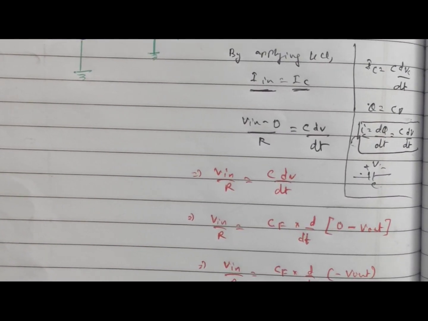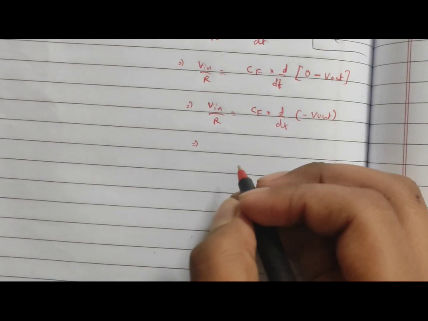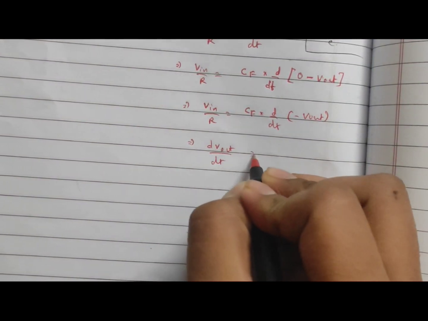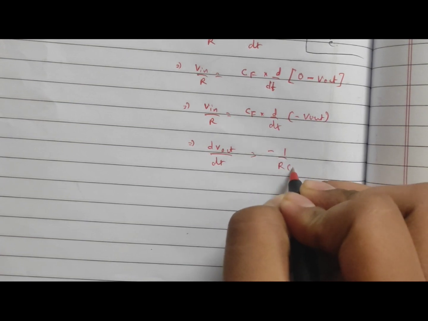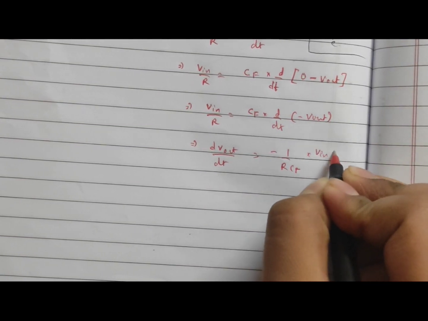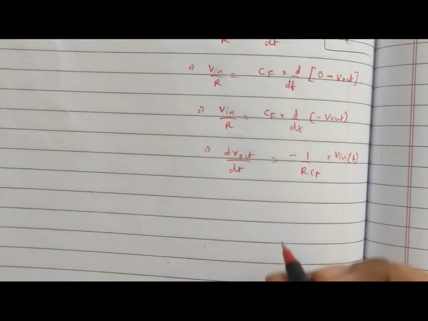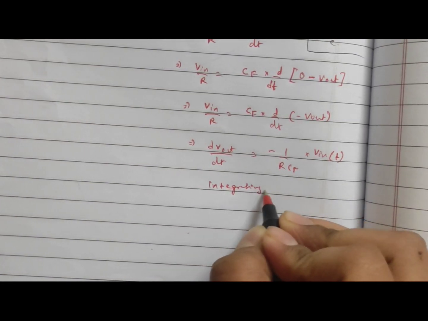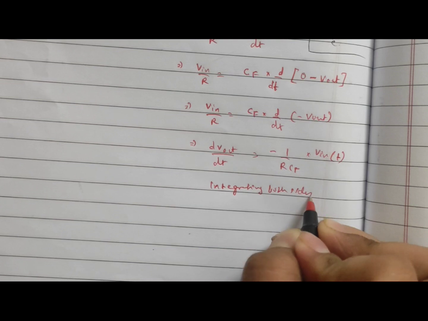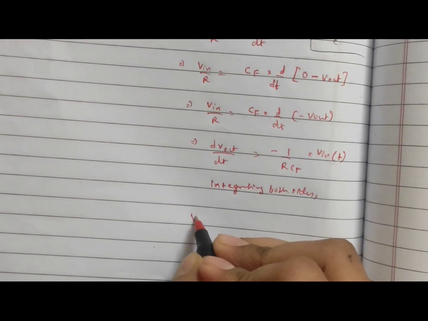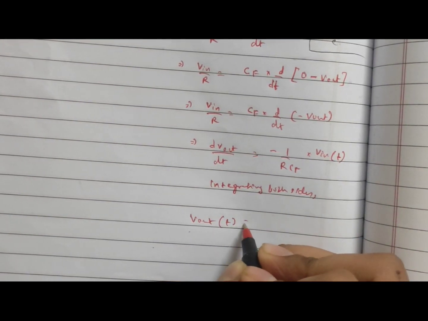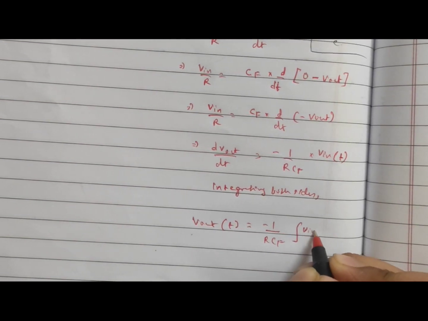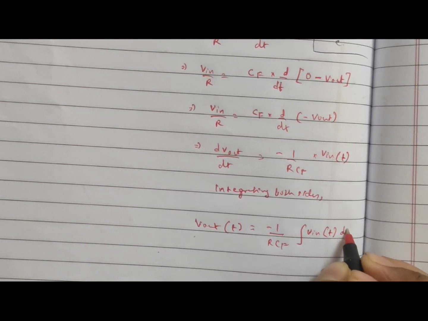By further simplifying and arranging it, dVout by dt is equal to minus 1 by RCF into Vin. And when you use integration on both sides, that is by integrating both sides, Vout as a function of time is equal to minus 1 by RCF integration of Vin as a function of time dt.